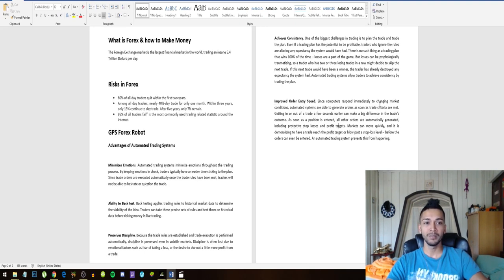Bots respond immediately to changing market conditions. Automated systems are able to generate orders as soon as the trade criteria are met. So this bot can make a trade happen in like 1 nanosecond immediately, and the market can move as quick as it wants, but the bot will still have the upper hand.